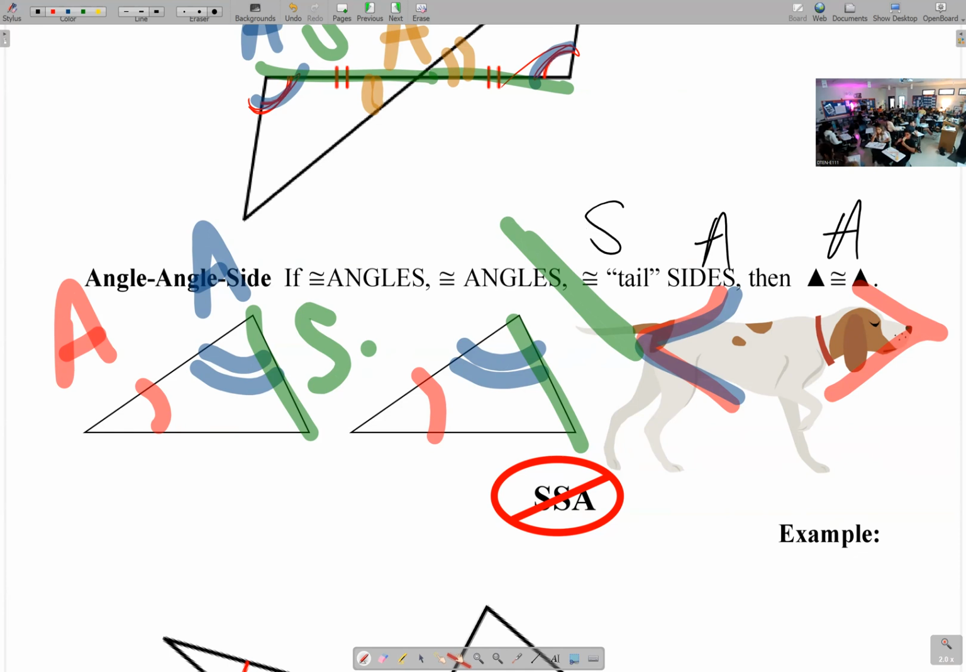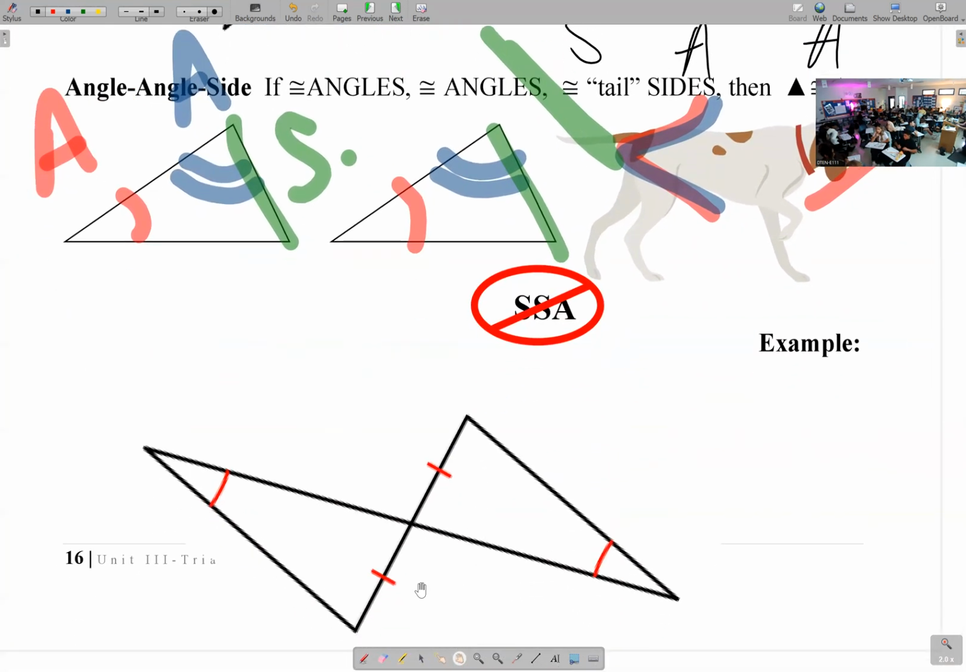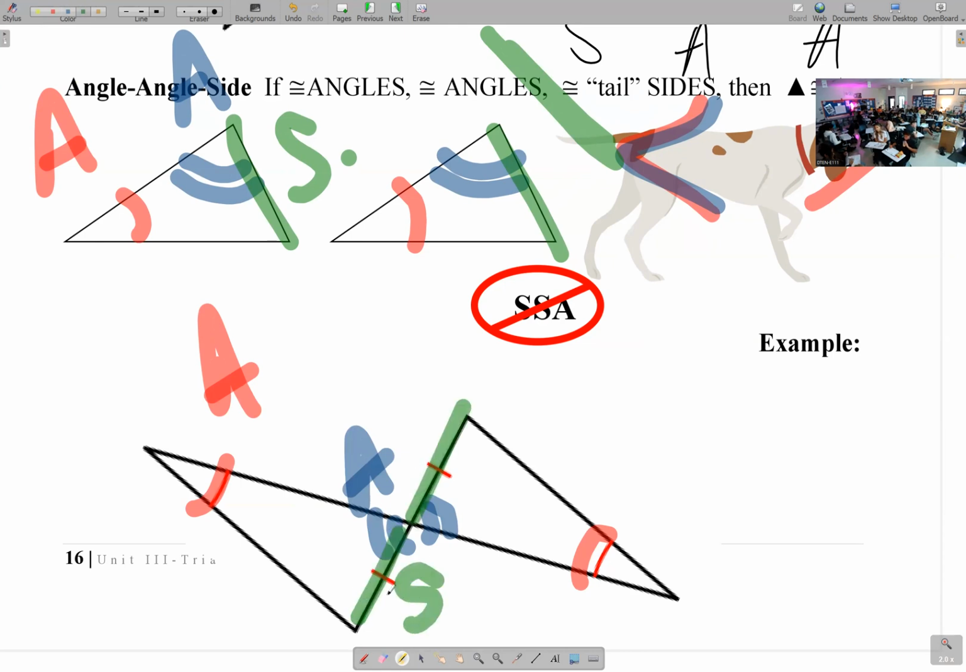That's interchangeable. That's totally fine. Down in this one, it looks like this. I'll color code it for you so it matches. We have a pair of angles. We have another pair of angles, then a side. Do you see how the side is only attached to one of the two pairs of angles? That's why it's a tail.